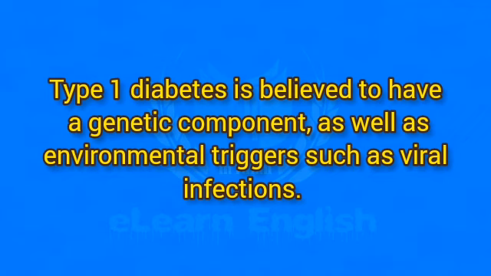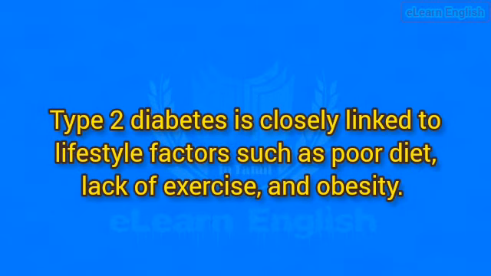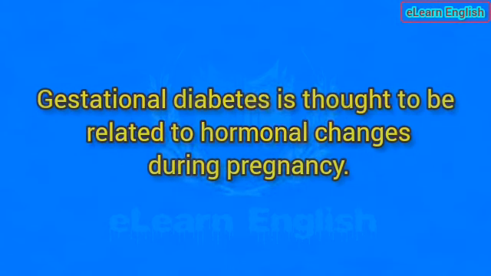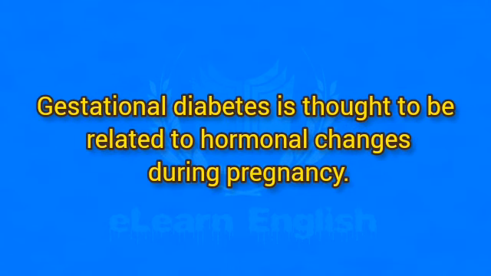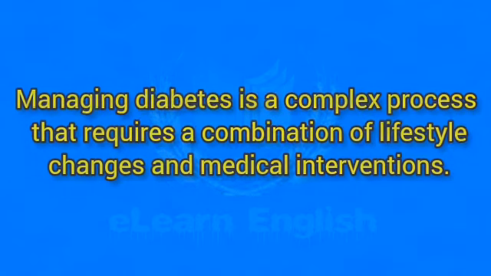Type 1 diabetes is believed to have a genetic component, as well as environmental triggers, such as viral infections. Type 2 diabetes is closely linked to lifestyle factors, such as poor diet, lack of exercise, and obesity. Gestational diabetes is thought to be related to hormonal changes during pregnancy.